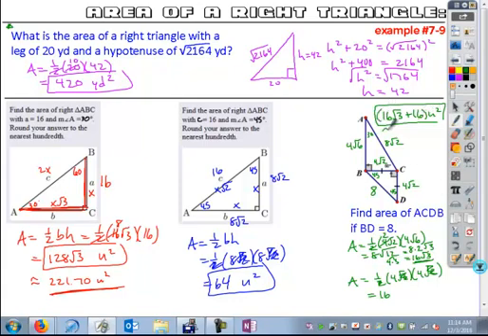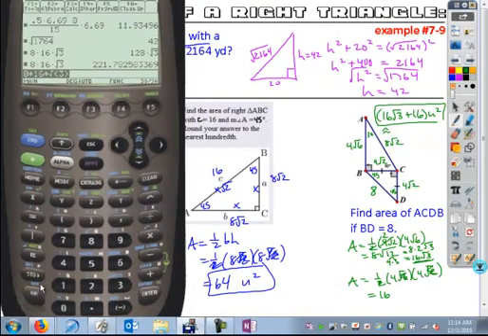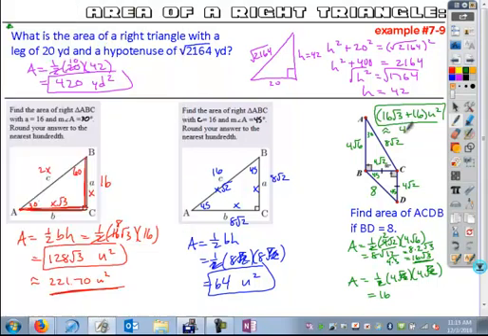If I was asked to put it in decimal form, I could do the calculation for this: 16 square root 3 plus 16. I'll put a decimal in here so my answer is displayed as a decimal. I get 43.71 approximately as my solution.